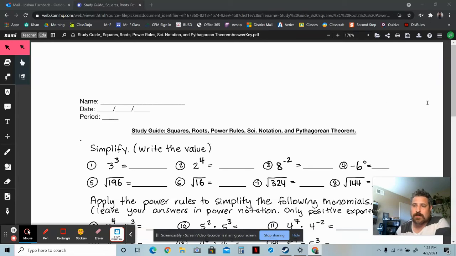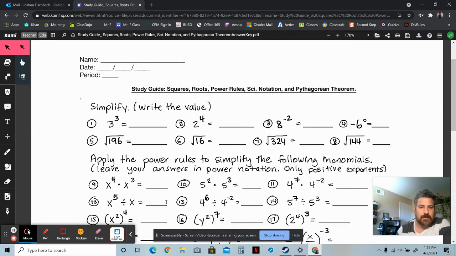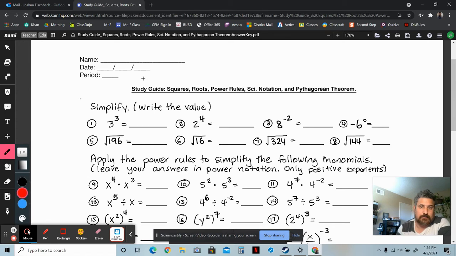This one is basically an answer document to correct an assignment I gave out. Study guide: square roots, power rules, scientific notation, and Pythagorean theorem. So if you want to learn about any of these skills, this was a good review of these concepts. I'm just going to go through and correct with you guys. And if you're in my class, just correct. If you're not in my class and you happen to come across this video, then this is just how you do these types of skills.